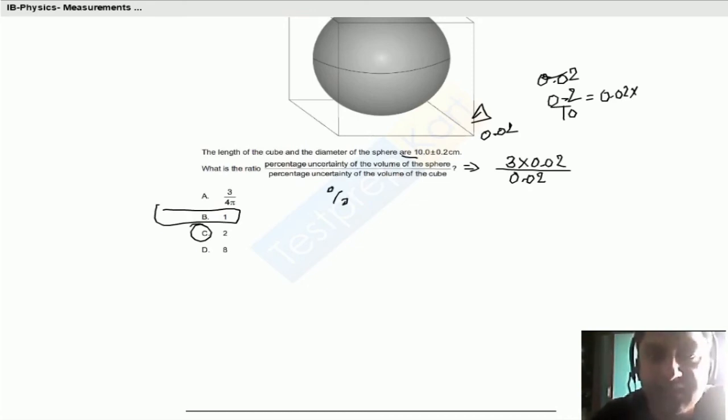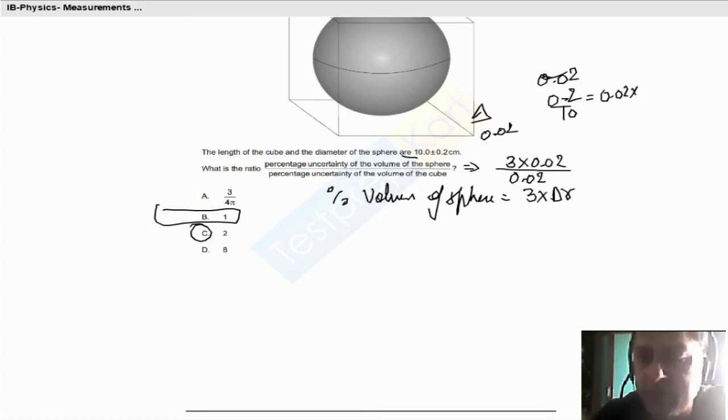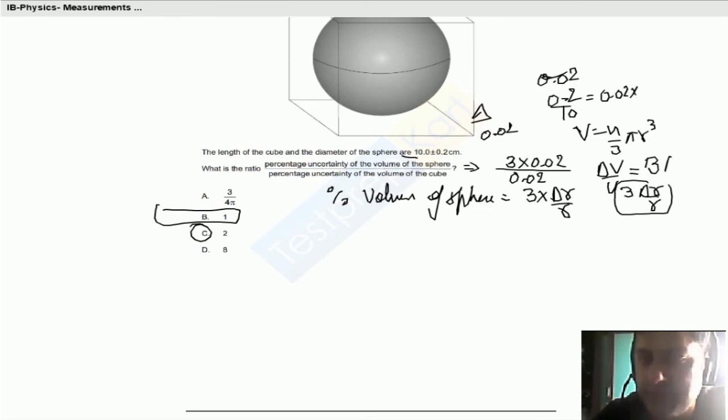What is the percentage error in the volume of a sphere? It is going to be 3 into delta r by r, because the relation is volume equals 4 by 3 pi r cube. If you find delta V, it is 3 into delta r by r, which is just 0.06. Now the percentage uncertainty in Q.